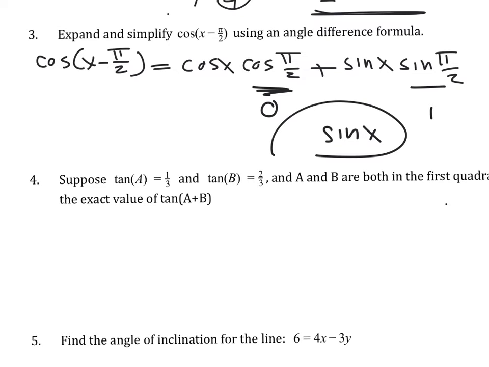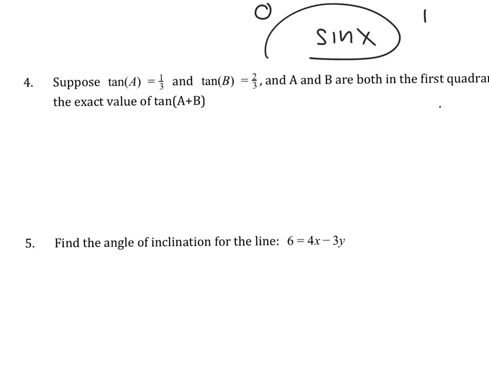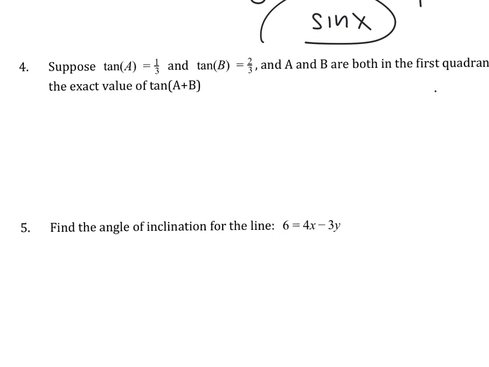So we didn't have to worry about converting any angles to degrees. We just had to be able to look up some very simple things about sine and cosine for radian angles. Nothing too tricky. All right.